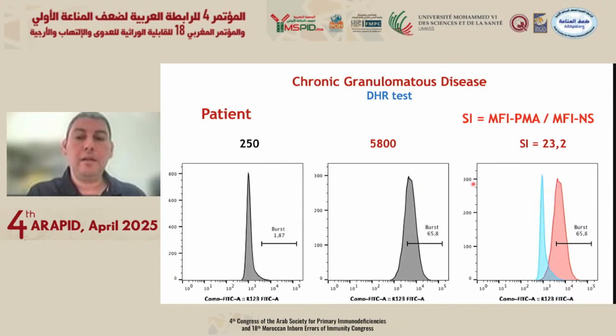À ce moment-là, il va falloir calculer ce qu'on appelle le stimulation index, qui consiste à diviser la MFI des cellules stimulées par le PMA sur la MFI des cellules non stimulées. Et chaque laboratoire va définir ses propres seuils, ici on voit un ensemble de formes avec un index qui est de 33.